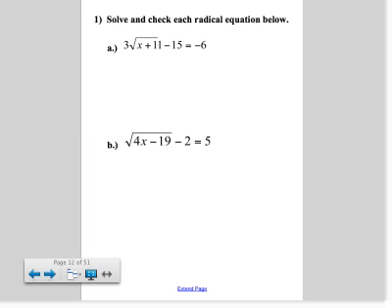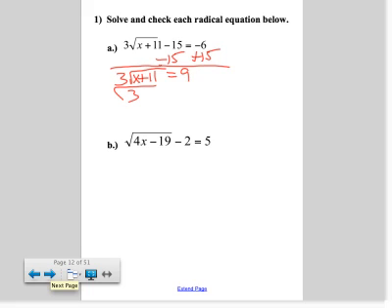So that's what we're looking at here when we're solving. When it says solve and check each radical equation below, in other words, solve it and then plug back in to make sure that the solution works. You treat this just like any other equation. Looking at part A, I've got to add 15 to both sides first. And so where I end up is 3 times the square root of x plus 11 is equal to negative 6 plus 15, which is positive 9. I've got to get the square root stuff by itself, so I divide both sides by 3. Those cancel, and I have the square root of x plus 11 is equal to 3.